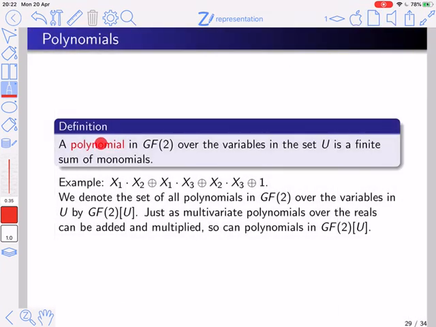Okay, a polynomial in GF2 over the variables in the set U is just a finite sum of monomials. For example, I have here the monomial x1 times x2, the monomial x1 times x3, x2 times x3, and 1, and I take their sum, right? And we denote the set of all polynomials in GF2 over the variables in U by GF2 with square brackets U. And this just gives us multivariate polynomials as we have in the case over the reals, and you can take such multivariate polynomials and you can add them and multiply them just as you do with standard polynomials over the reals.